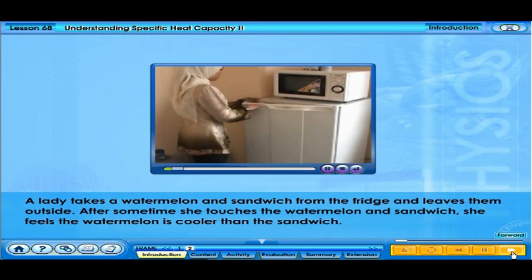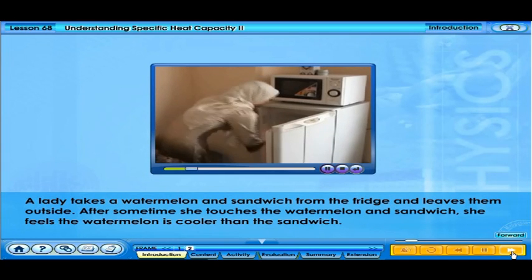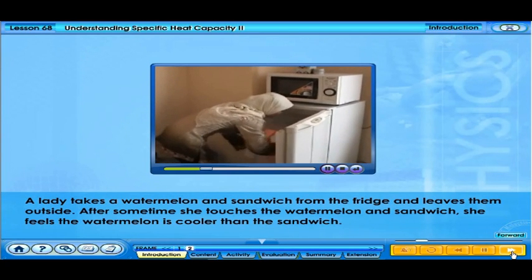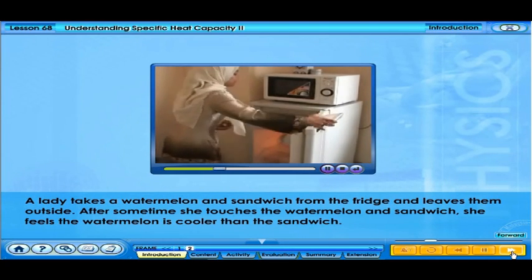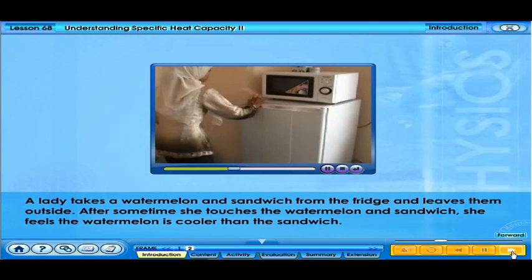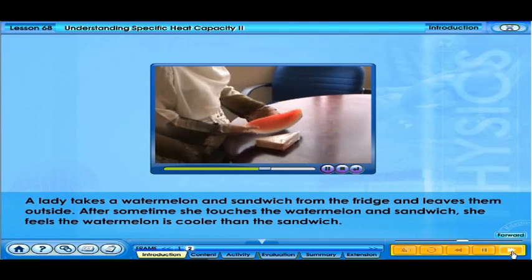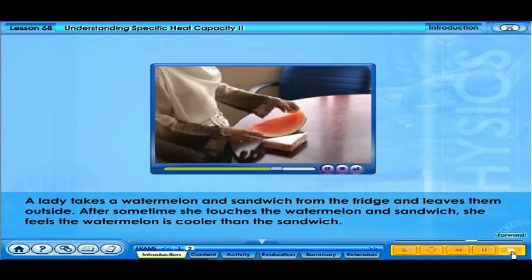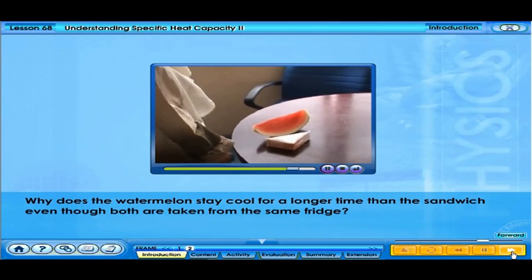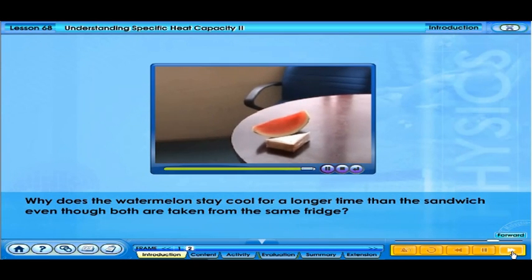A lady takes a watermelon and sandwich from the fridge and leaves them outside. After some time, she touches the watermelon and sandwich. She feels the watermelon is cooler than the sandwich. Why does the watermelon stay cool for a longer time than the sandwich, even though both are taken from the same fridge?